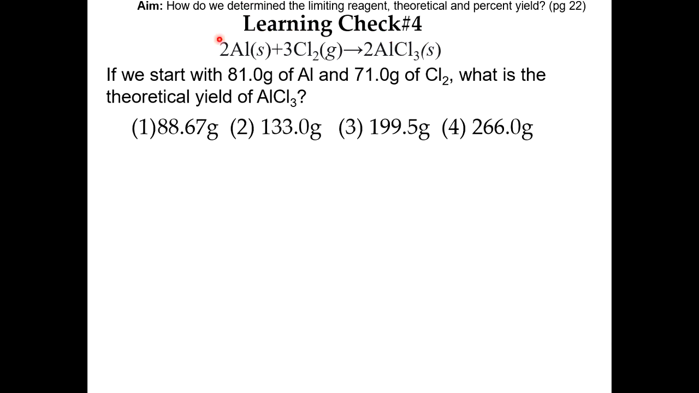Learning check number 4, if we start off with 81 grams of Al and 71 grams of Cl2, what is the theoretical yield of AlCl3?